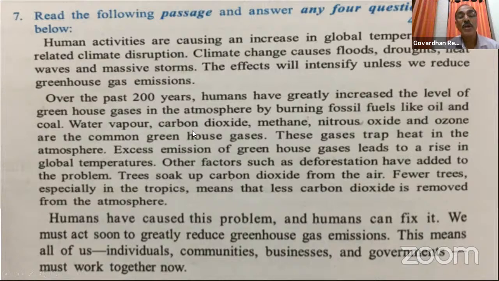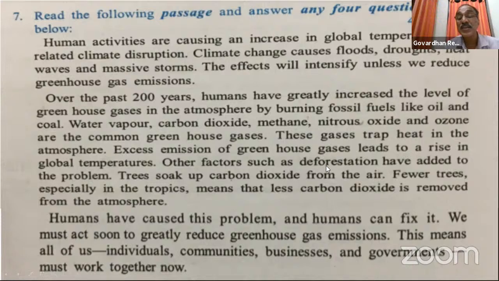Water vapor, carbon dioxide, methane, nitrous oxide, and ozone are the common greenhouse gases. These gases trap heat in the atmosphere. These gases trap means they hold the heat in the atmosphere. They won't let the heat escape. Excess emission of the greenhouse gases leads to a rise in the global temperature. Global warming is caused by this excess emission of greenhouse gases.